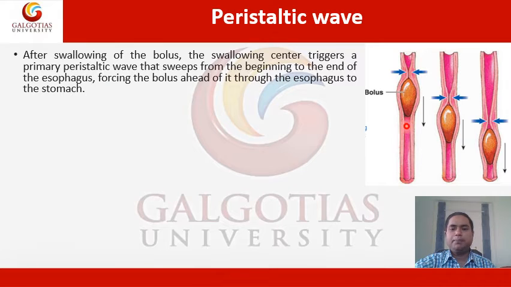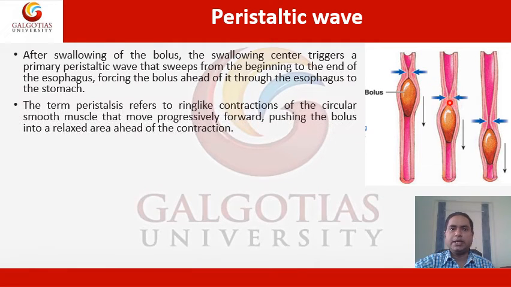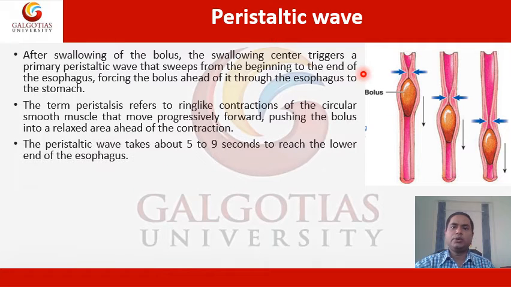The term peristalsis refers to the ring-like contraction of the circular smooth muscles that moves progressively forward, pushing the bolus into a relaxed area ahead of the contraction. The peristaltic wave takes about 5 to 9 seconds to reach the lower end of the esophagus.